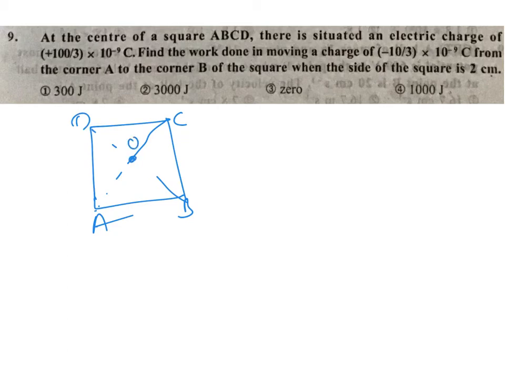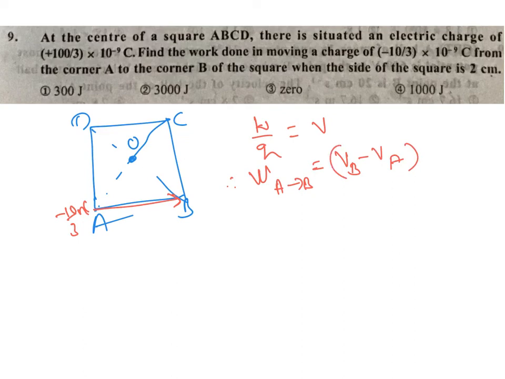So now the charge of minus 10 by 3 nanocoulomb is to be moved from corner A to point B. Here to here we need to move it, correct? So at that time what is the work done? You know that work done per unit charge is nothing but potential V. So the work done in moving a charge from A to B is the potential at point B minus potential at point A, into the charge moved.